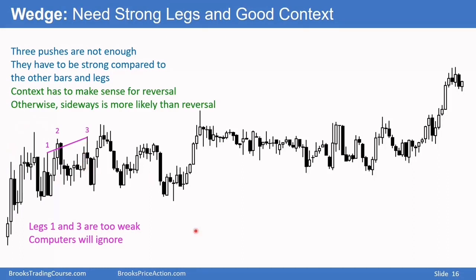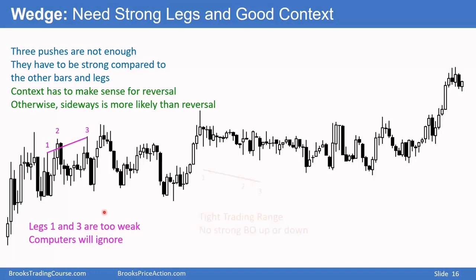Leg 1 up, reversal down, not all that strong up. Leg 3 up, not all that strong up. Most computers will not consider this a wedge. There were not 3 strong pushes up. There was 1 strong push up here, but not 3 strong pushes up. Traders will see this more as legs within a trading range, and they'll expect more trading range, not 3 strong attempts to rally that are failing.